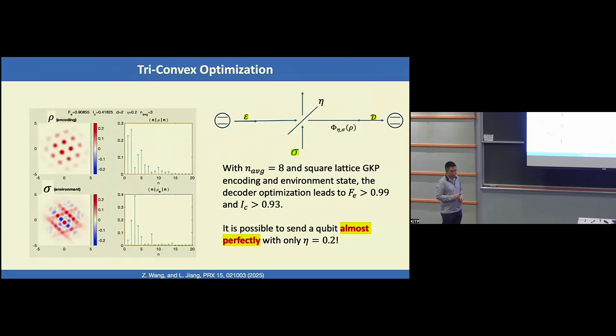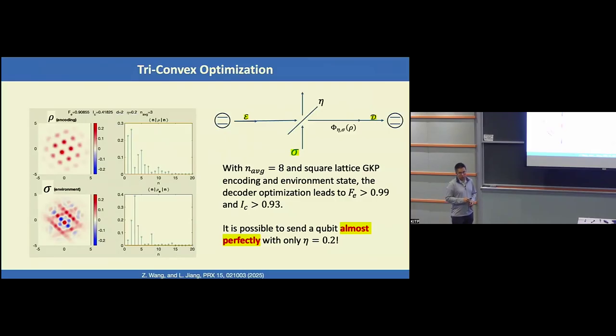Now, what's the optimized environment? It sort of looks like a hexagonal GKP state. It's a fixed state. You see negativities of the Wigner functions. Okay, and this is to say that even if we have 20% transmission with the average 8-photon encoding, you can send a quantum state through with better than 99% fidelity, which means you can actually transmit the information really, really reliably over this channel, even though there's only 20% transmission.